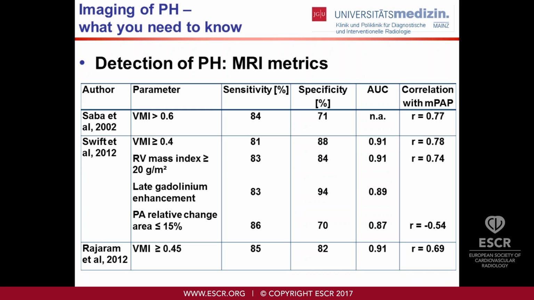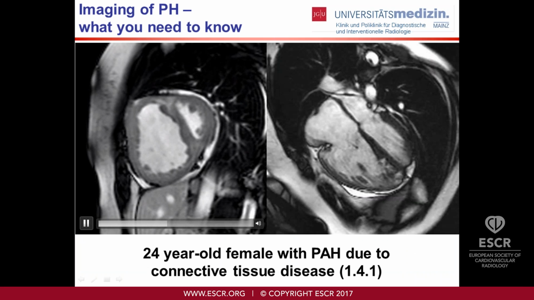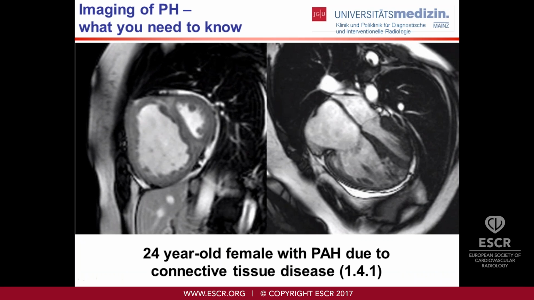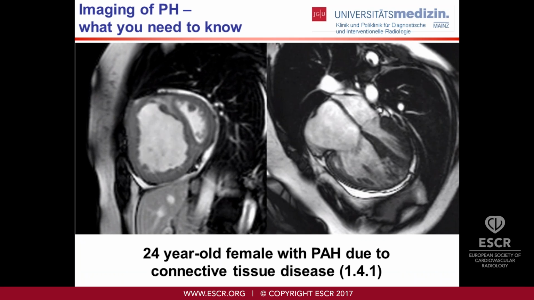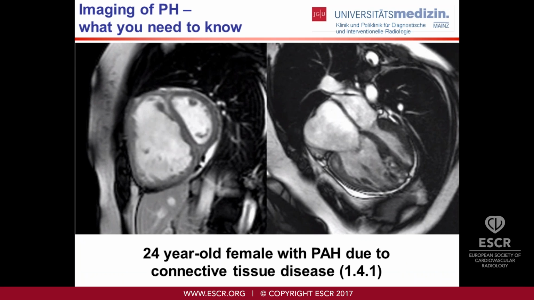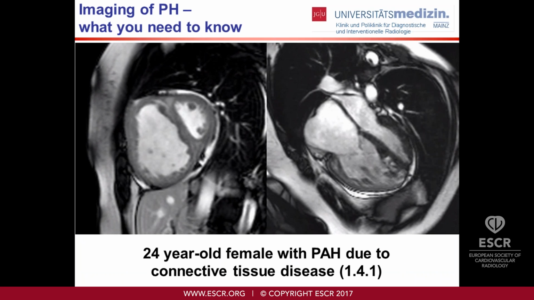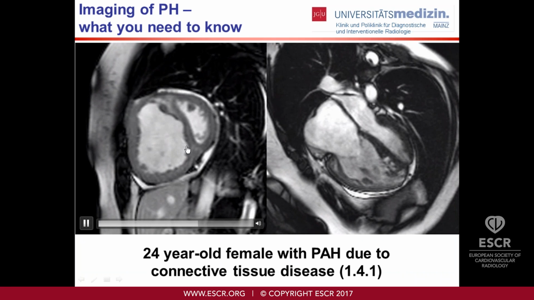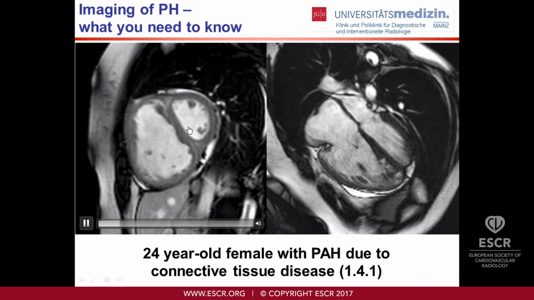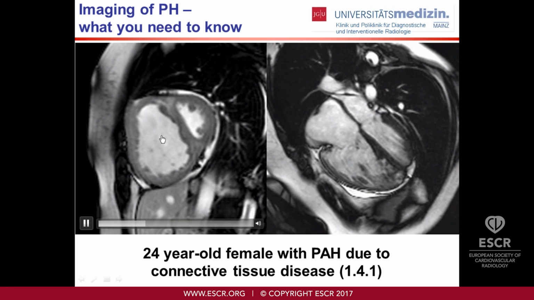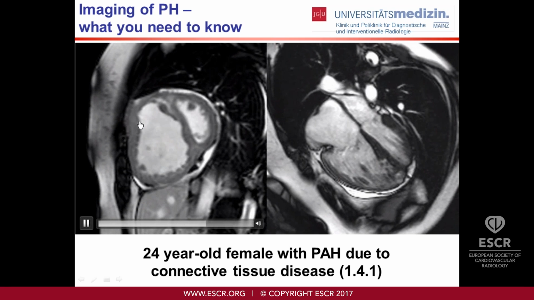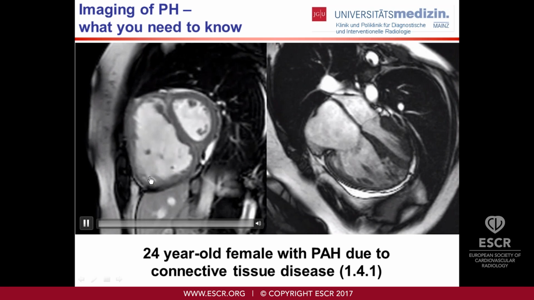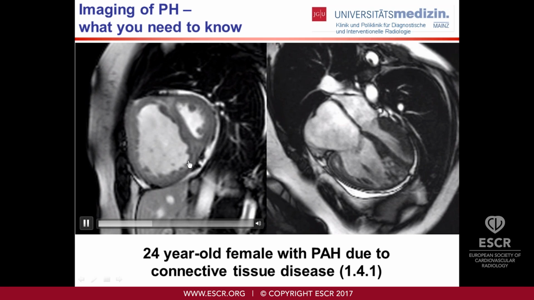You can look at the muscle mass and at the relation between the muscular mass of the right ventricle in relation to that of the left ventricle, and you also get really good values in detection of pulmonary hypertension. And if you are using, for example, late gadolinium enhancement, look at the junction of the right ventricle to the left ventricle. When you have enhancement, this strongly correlates with the presence of an increased mean pulmonary arterial pressure.